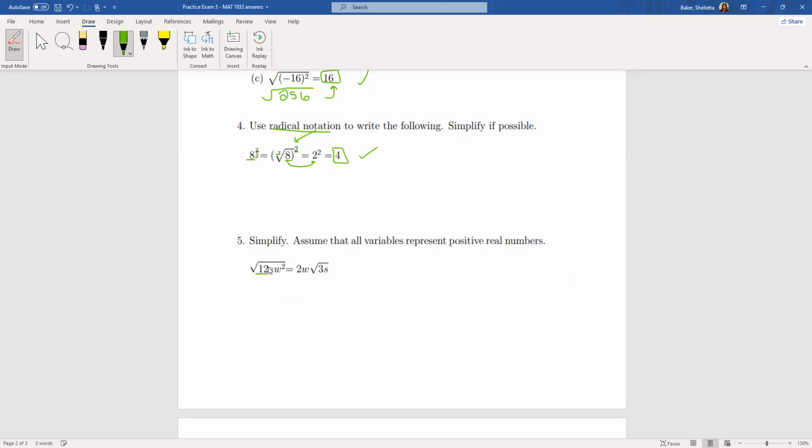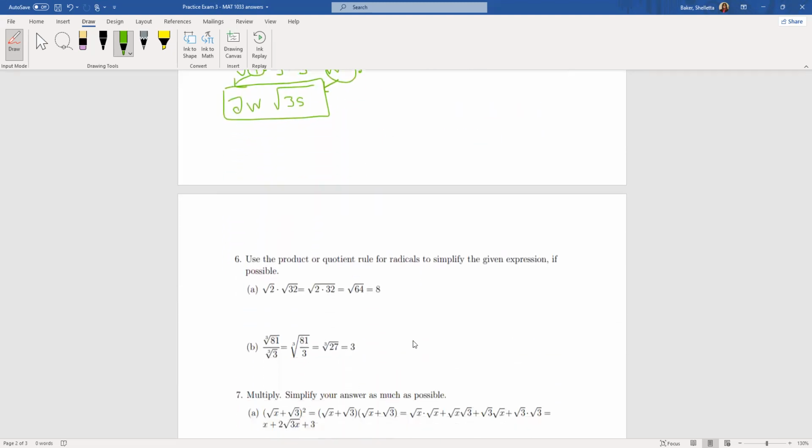For number 5, we want to simplify and assume that all the variables present are positive. So this 12 is not a perfect square, but we could simplify 12 underneath that radical using 4 times 3. We would carry down the s, we would carry down the w squared. And I'm going to circle that w squared and circle the 4 because both of those we could take the square root of. The square root of 4 is 2. The square root of w squared, remember you're just going to divide that by 2, will give us w. And then we keep the 3s underneath. So our answer would be 2w times the square root of 3s. This is our answer. For number 6, we're multiplying.